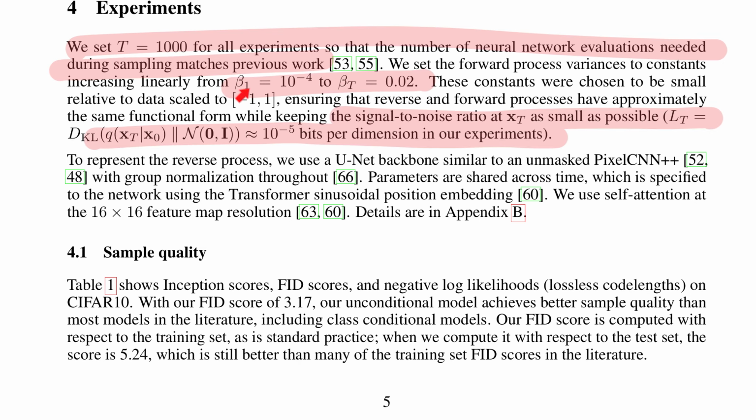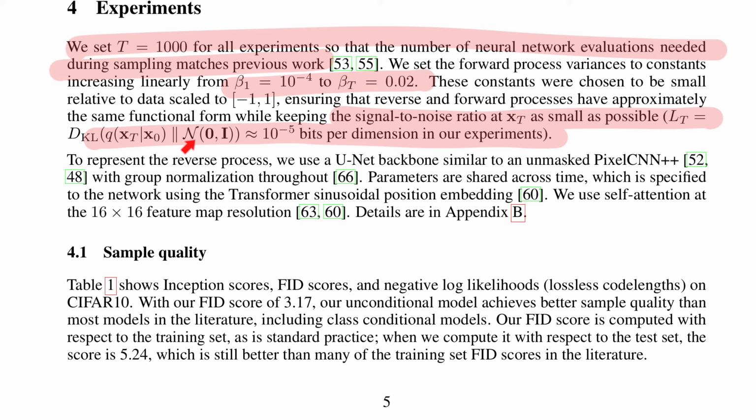They choose these values for beta 1 to beta t, scaling them linearly from 10^-4 to 0.02. They make sure that the signal-to-noise ratio at x_t is as small as possible. So if you look at the KL divergence of this q, meaning that having x0 when you reach the last stage, when you have the x_t, you kind of want to make sure that all the information is sort of lost.